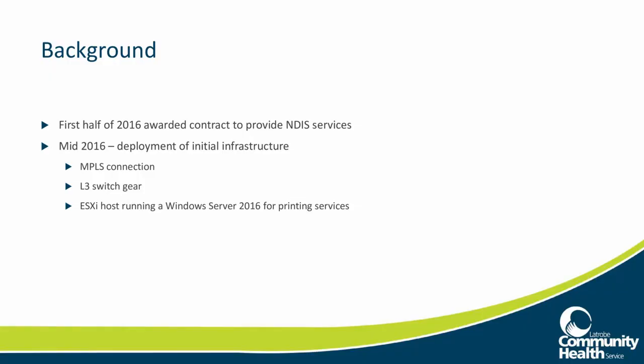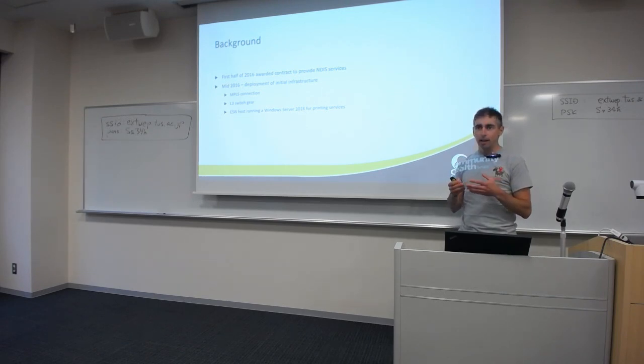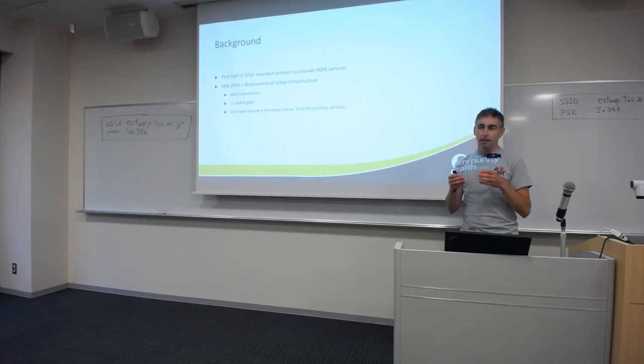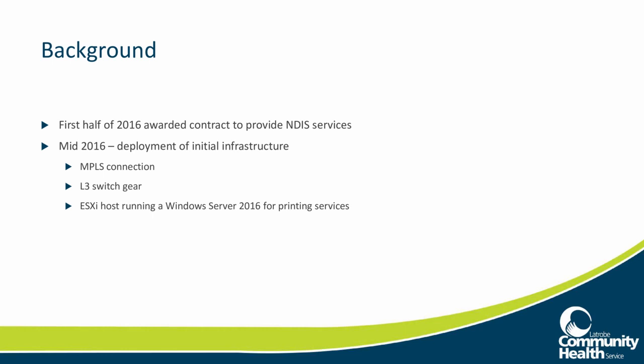Background: in the first half of 2016, we won a contract with the Australian government. It came about in the 2000s, and then it progressed, and it was to provide the National Disability Insurance Scheme. It's sort of like the NHS or the Canadian health system, but it's for disability. So it's to provide programs and funding for participants to be able to meet their needs and goals in the community. So in mid-2016 was our first rollout of sites.